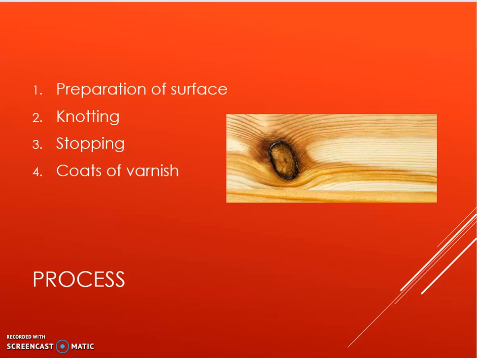So there are various ways, but what is knotting primarily? You try to seal all the gaps of the knot. You do not allow the sap to move out, and you make it more durable. Then there is something called stopping. Stopping means gluing basically. You can apply boiled linseed oil in 2 coats, and when the surface dries up, again you rub down with a sandpaper.